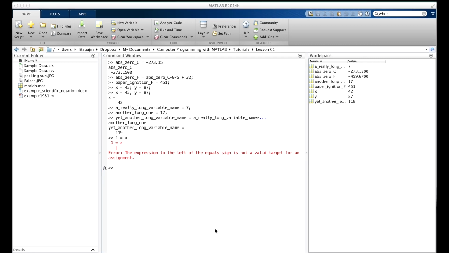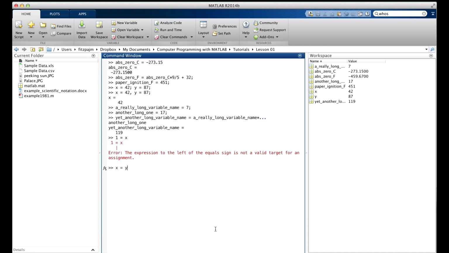I've seen many new programmers try to do it like this. And by the way, I'm certain I did it too when I was starting out. So I type x equals y and y equals x. You see what went wrong here? Let's look up here and see that something did go wrong. They're both equal 87. Instead of having their values swapped, they both now have the value that y had before.